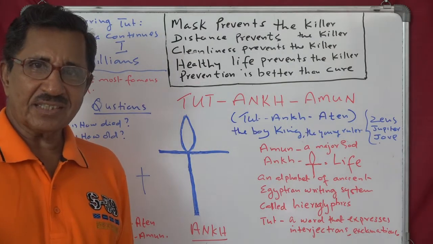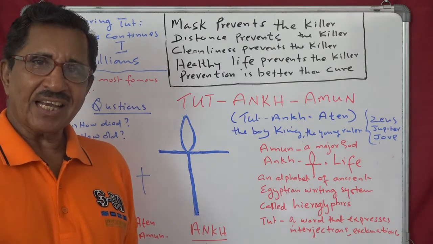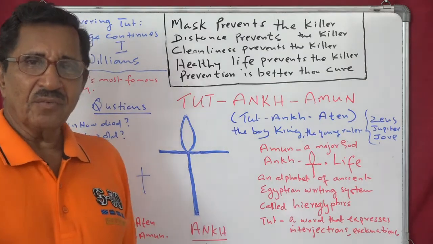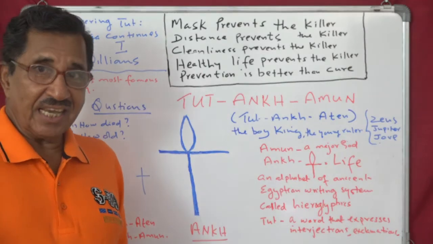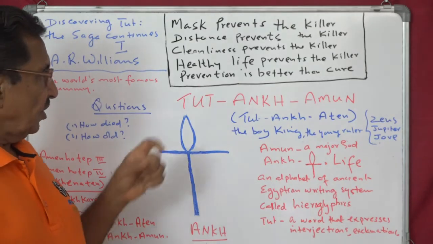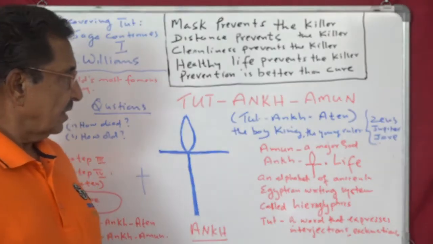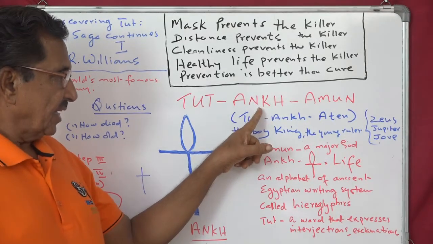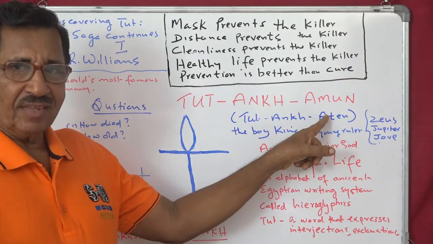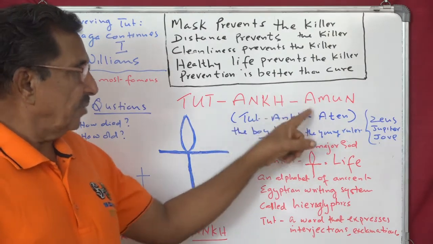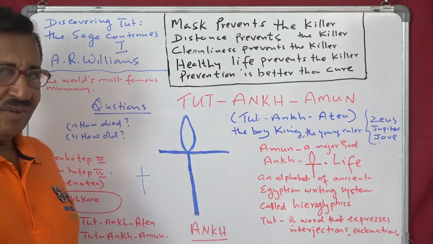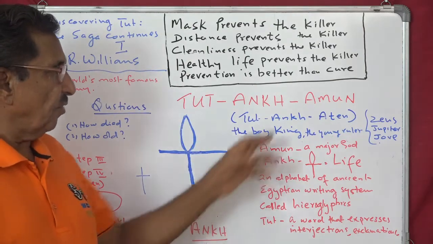You can say king of the gods, Amun, just like Zeus or Jupiter or Jove for the Romans and the Greeks. This is all ancient religion, ancient beliefs. So the meaning of Tut ankh Amun is the living image of Amun. Tut ankh Amun means living. Ankh means life. So this ankh means life, living. The living image of Amun.